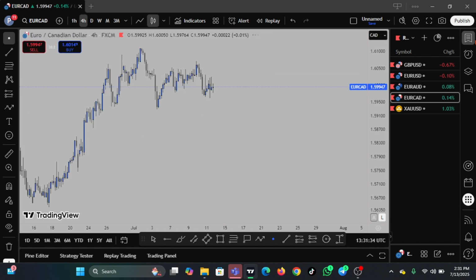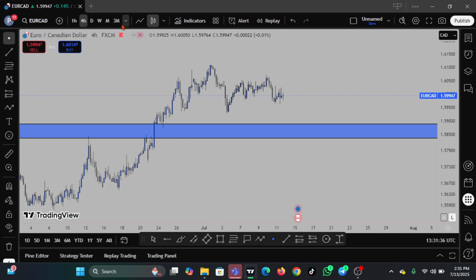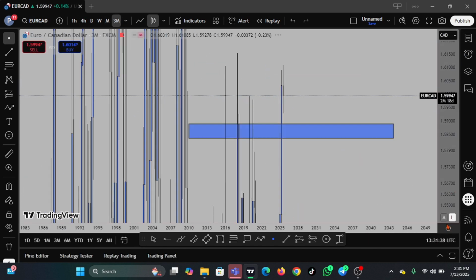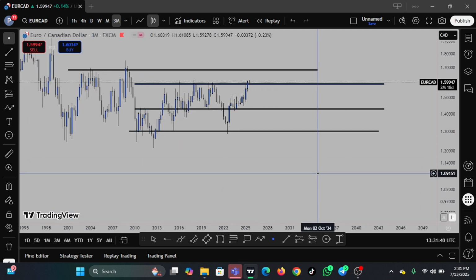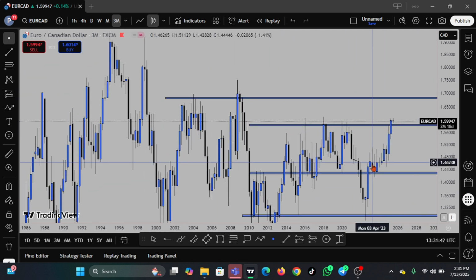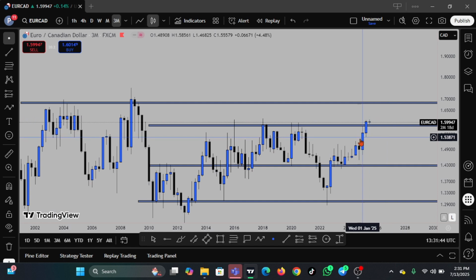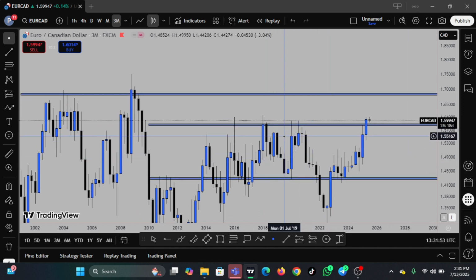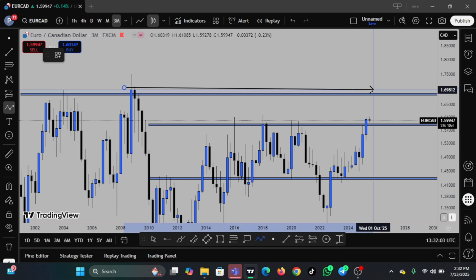We have Euro CAD. Euro CAD on the 3-month charts. Let's look at Euro CAD. We are very bullish on Euro CAD. I see that the last 3-month candlestick closed as a large bullish candlestick above this level, telling us that we may likely have broken this resistance. And if we have broken this resistance, where is the next major point? If we look left, the only major point we can approach is this point.